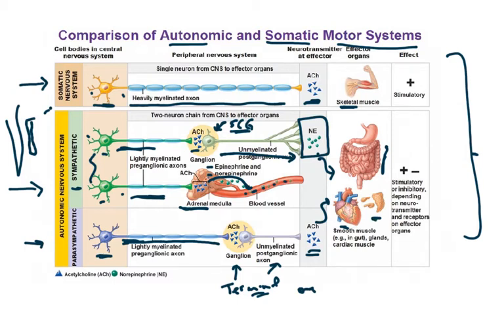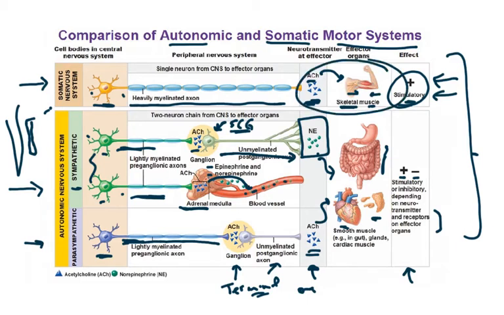The next thing we're going to talk about is the effect. Even though we're releasing the same neurotransmitters, or in a lot of cases the same neurotransmitters, that doesn't necessarily mean that the effector organs are always going to be either excited or inhibited. For the somatic division of the motor nervous system, acetylcholine is always stimulatory. So this is nice and simple. If you release acetylcholine to a skeletal muscle, the skeletal muscle will contract.